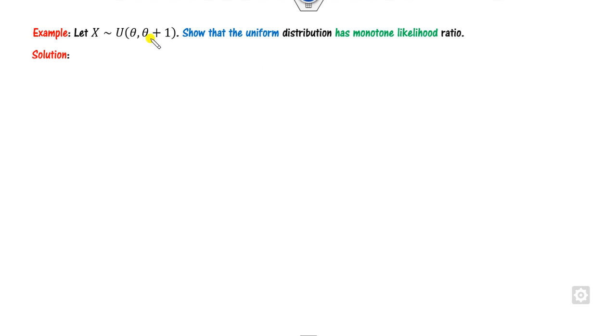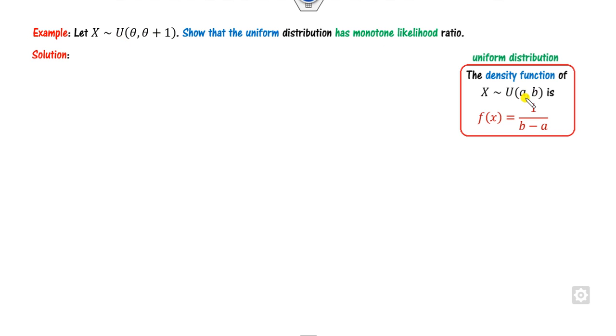Okay, look at that. Now in this case, the family is not given to you, so you have to find the monotone. This is the uniform distribution. We all know what the PDF of the uniform distribution is. When you have the interval a comma b, the PDF is here. Corresponding to this, what is the PDF? It is 1.